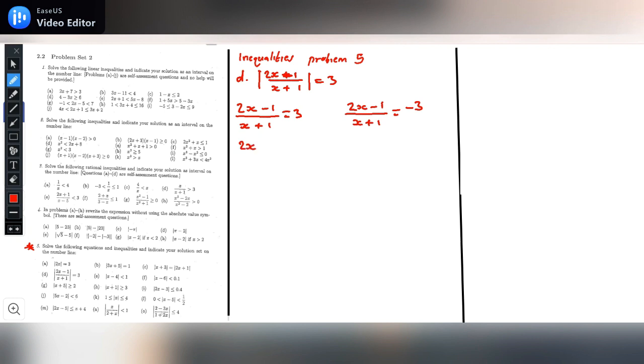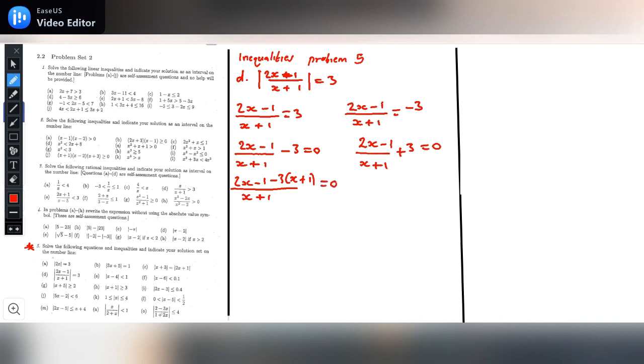We can say 2x minus 1 over x plus 1. I prefer this method: taking the 3 straight to the other side, so we equate everything to 0. And also here, (2x minus 1) over (x plus 1) plus 3, we equate it to 0. Therefore, we're going to get 2x minus 1 minus 3 times (x plus 1).